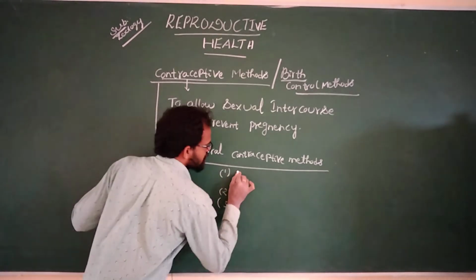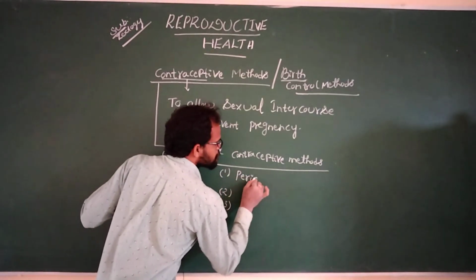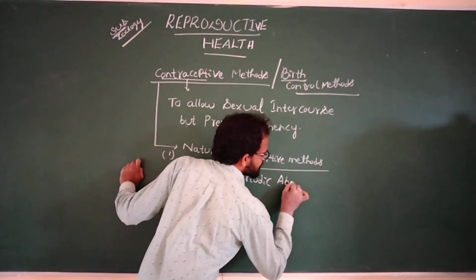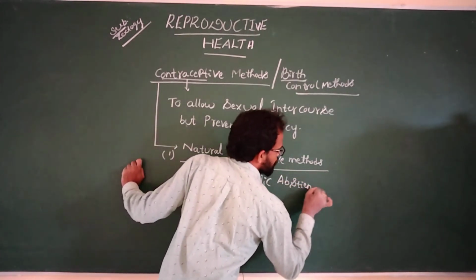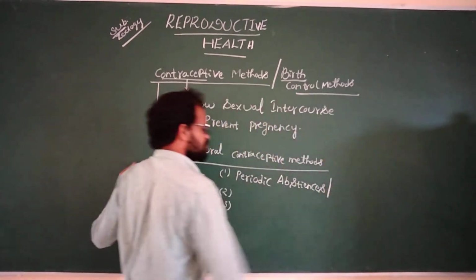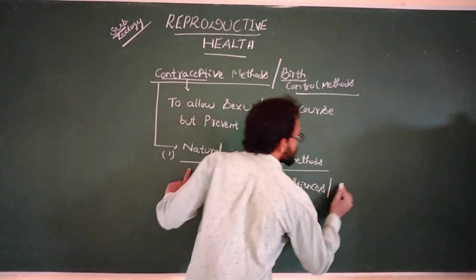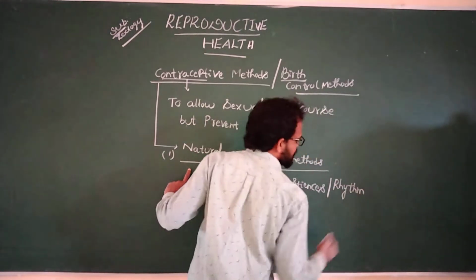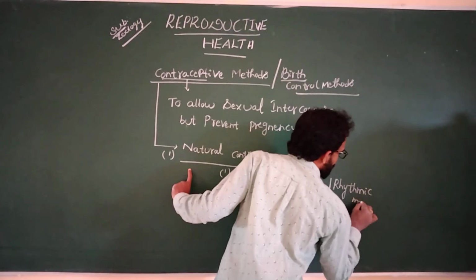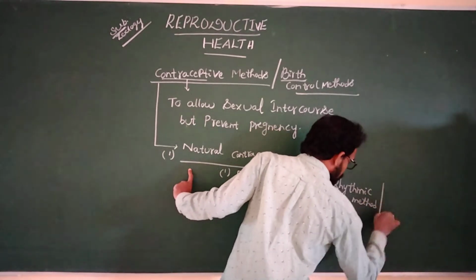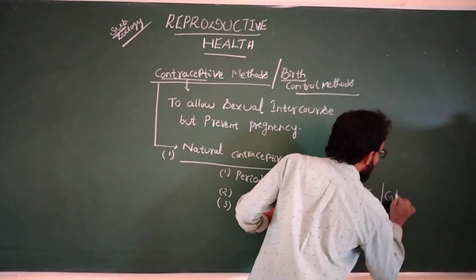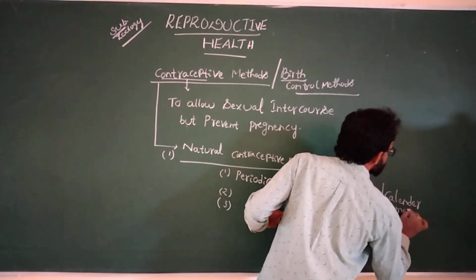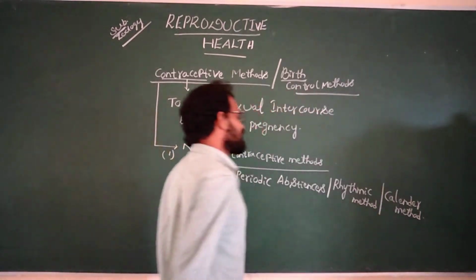The first one is known as periodic abstinence. This method is also known as the rhythm method, or the calendar method.